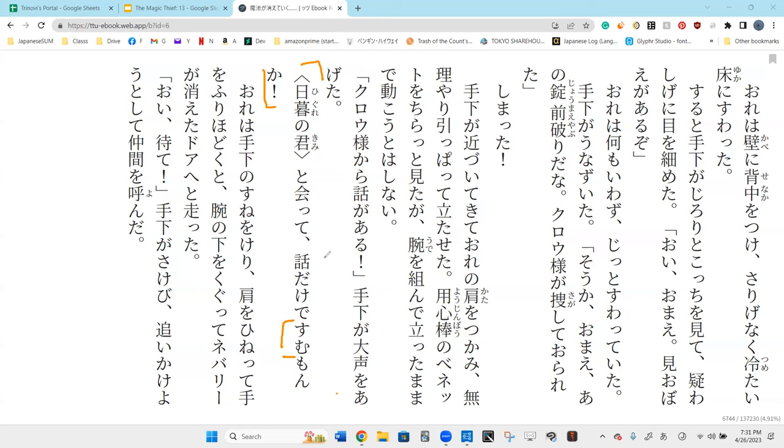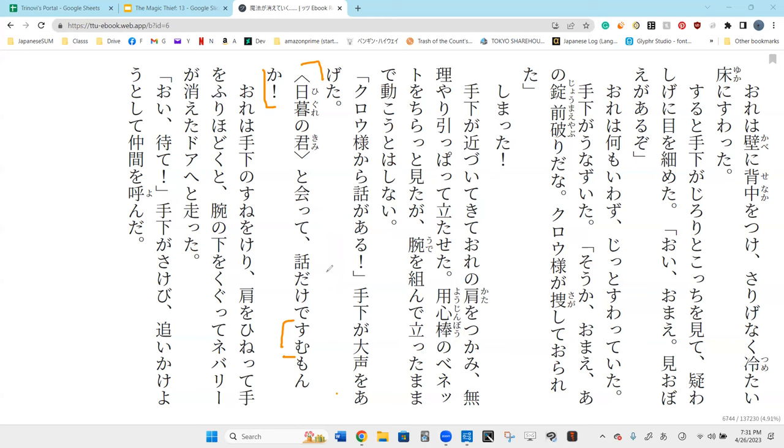Do you know how sumu is different than owaru? Why do you think they're using sumu here rather than owaru? What does owaru mean? Owaru means to finish or to end. Why is it using sumu in this case?